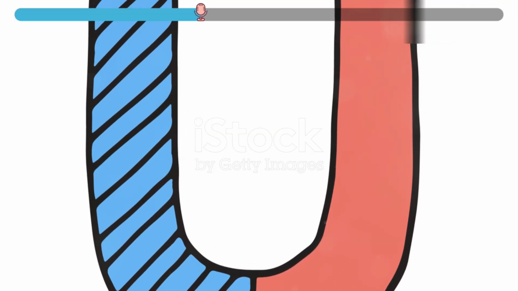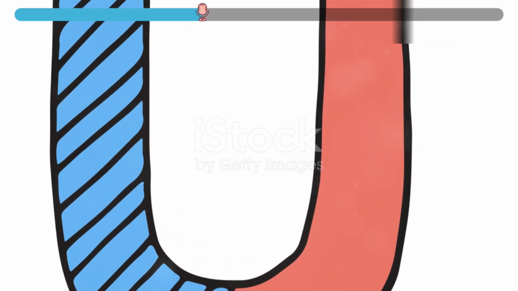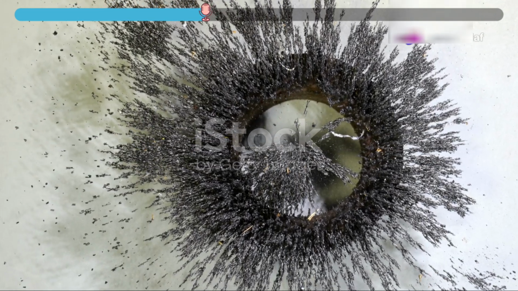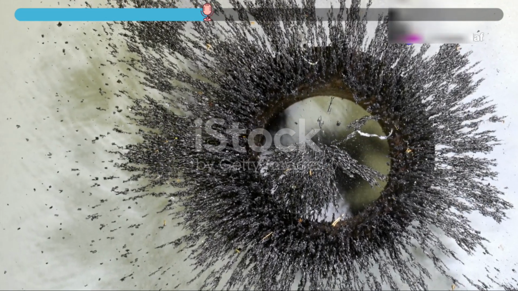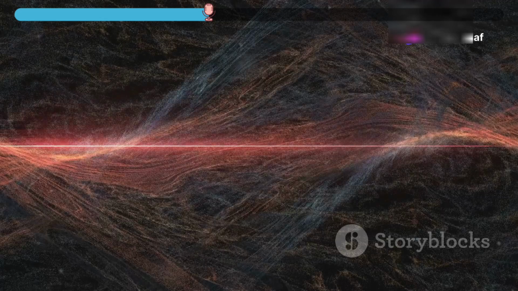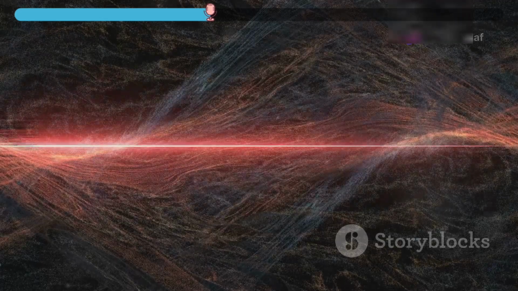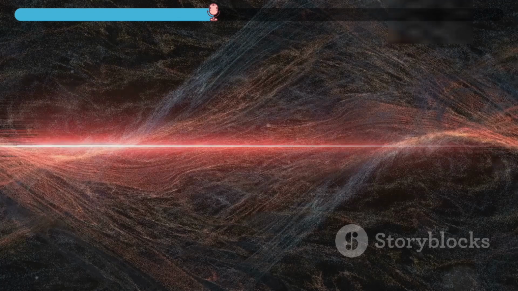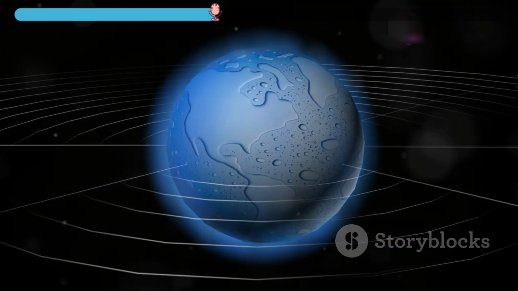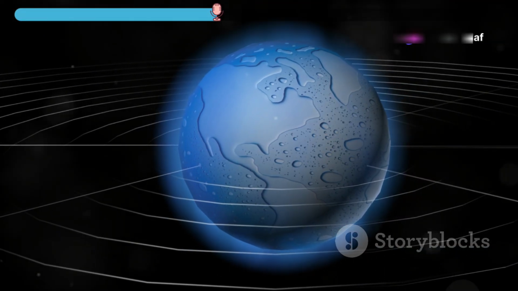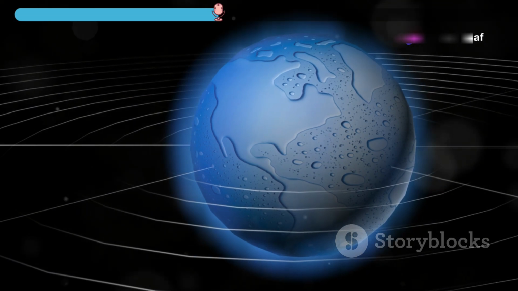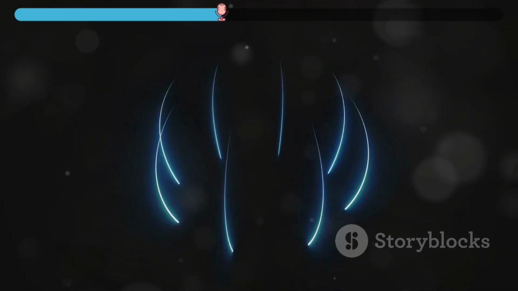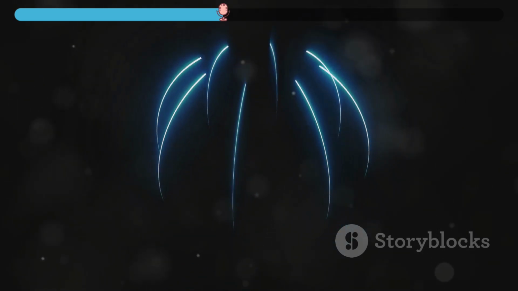This pairing is a fundamental characteristic of magnets, and it means that if you cut a magnet in half, you will still end up with two smaller magnets, each with its own north and south pole. This peculiar property has profound implications for the divergence of magnetic fields. Divergence is a measure of how much a field spreads out from a point. For magnetic fields, the divergence is always zero, which means that magnetic field lines never begin or end at a single point. Gauss's law for magnetism states that the net magnetic flux through any closed surface is always zero.